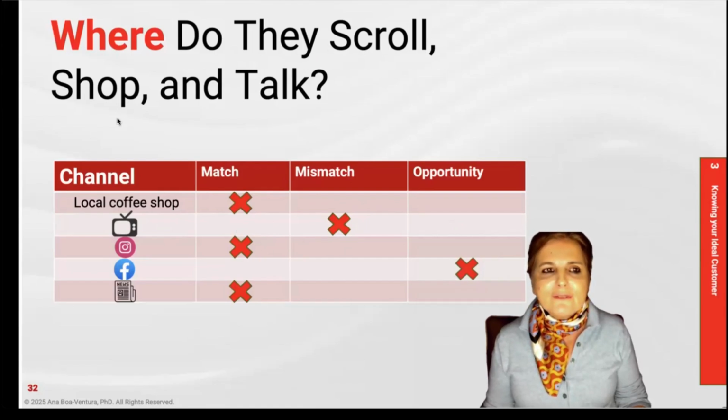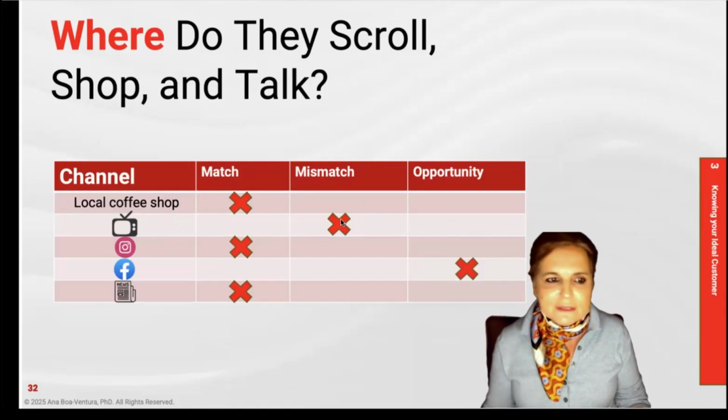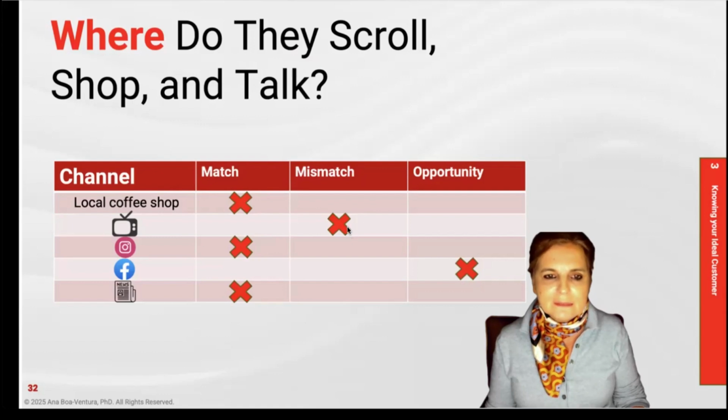So where do they scroll, shop, and talk? And if your audience is not on local TV to watch those ads, which is probably the only thing you could afford as far as advertising on TV, then there's a mismatch, because that's not where your personas, your ideal clients are.